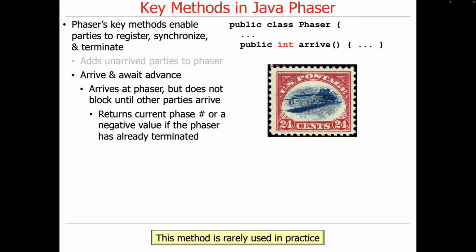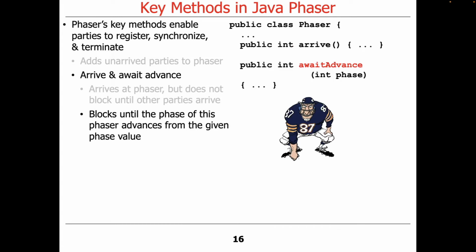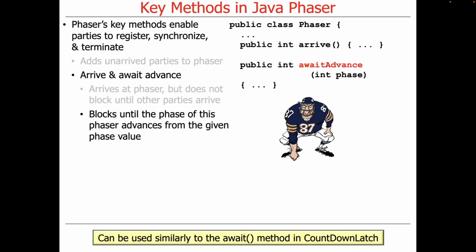Arrive is not used very commonly in practice. There's another method called awaitAdvance, and it blocks until the phase of the current phaser that awaitAdvance is called on advances from the given phase that's passed as a parameter. You can think of this as sort of like the await method in CountDownLatch, where you call await and you block until the latch reaches 0. Kind of along those lines. It's more flexible than that, but it's kind of the idea.